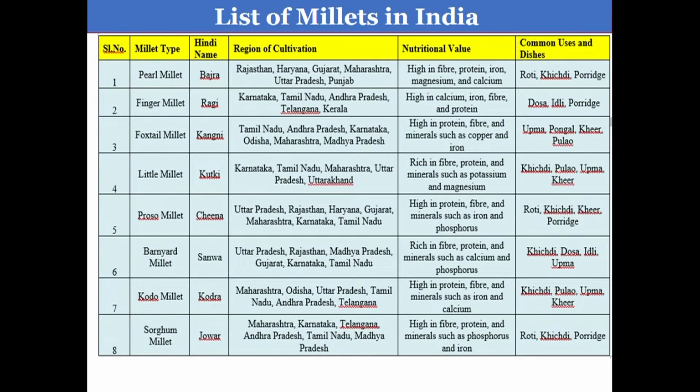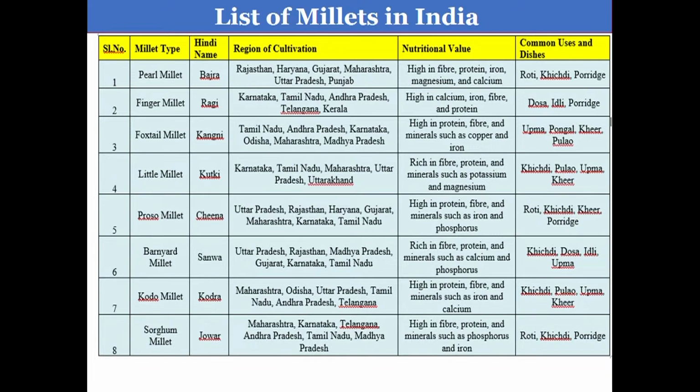Next is little millet, also known in Hindi as kutki. It is cultivated in Karnataka, Tamil Nadu, Maharashtra, Uttar Pradesh and Uttarakhand, and it is rich in fiber, protein and minerals such as potassium and magnesium.